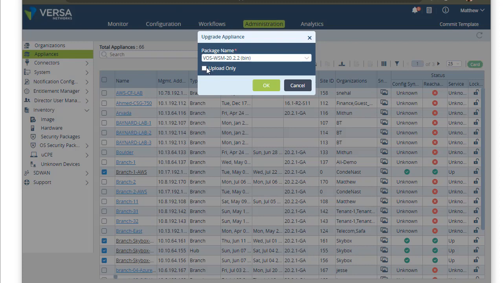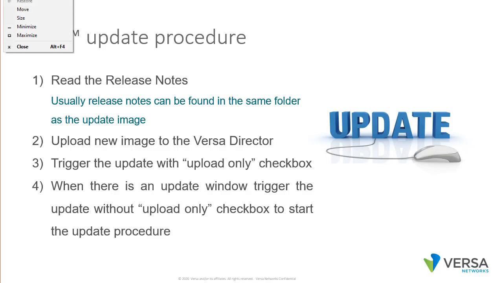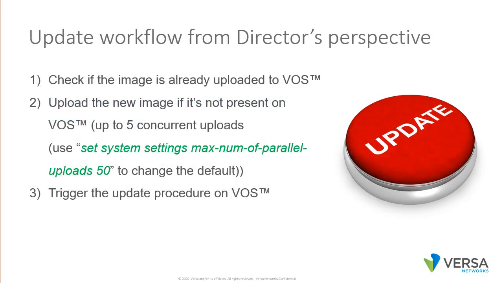To trigger the update later on, you would need to do the same procedure, but just don't specify the upload only checkbox, and the system will trigger the update on the Versa OS appliance. Okay, before we go further, let's review the workflow that Director takes to upload and trigger the upgrade.